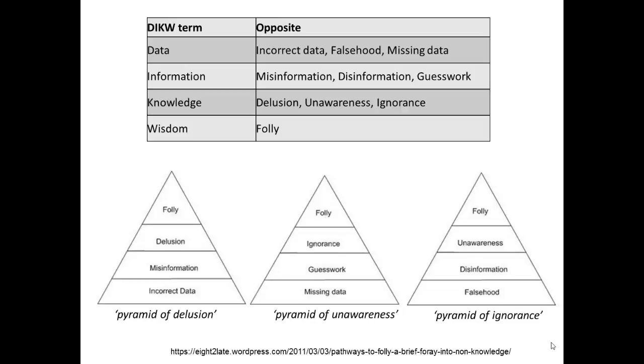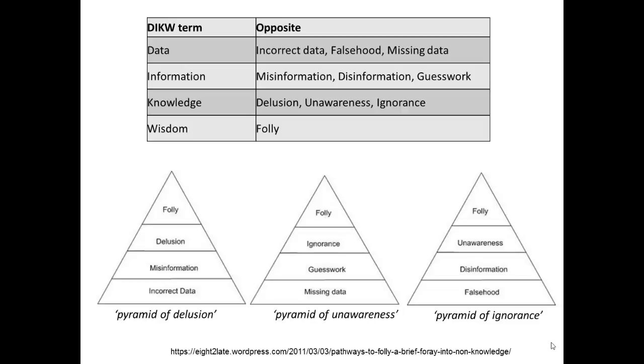Okay. This is from a blog. I can't remember what the guy's name was, but I thought it was quite a nice little way of exploring this idea about how quality of data affects the generation of information, knowledge and wisdom. He took the DIKW pyramid and instead of using data, information, knowledge and wisdom, he took words that he thought represented the opposite. So instead of data, incorrect data, falsehood, missing data, and instead of information, misinformation, disinformation, guesswork.